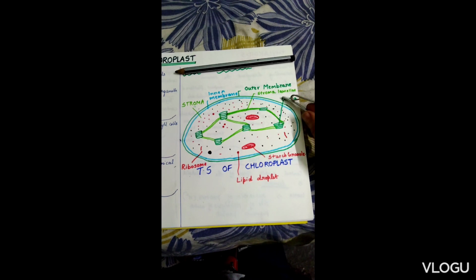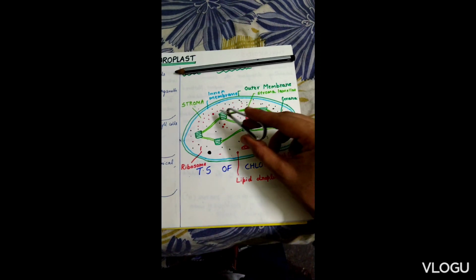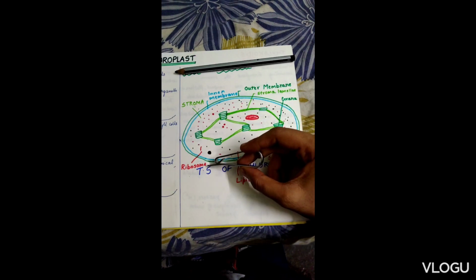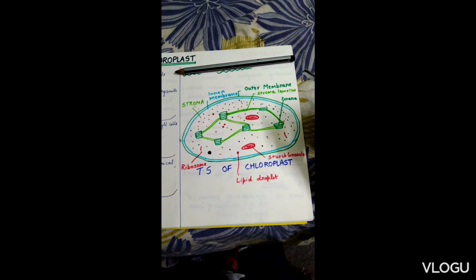Between two grana, you can see the joint drawn in light green. That is stroma lamellae. It joins two grana together, tube-like structures. After that, in the stroma, you can see many other organelles, that is ribosomes. Also RNA and DNA are present. They have their own genetic material. Three types of RNA are present in the stroma: mRNA, rRNA and tRNA.